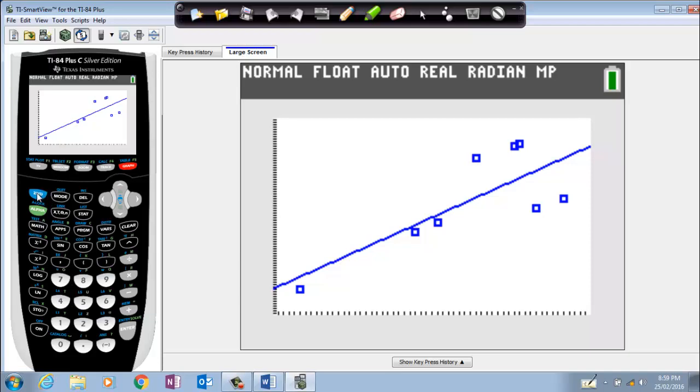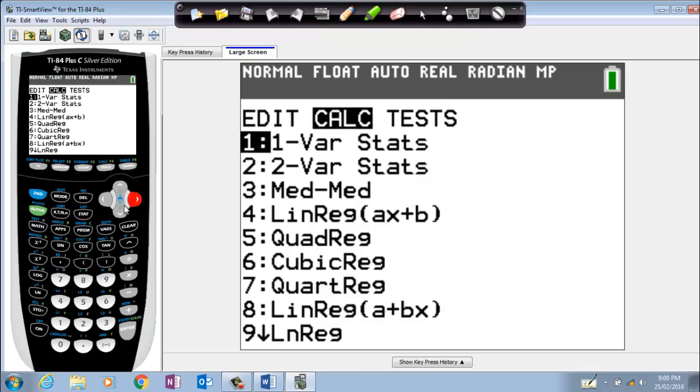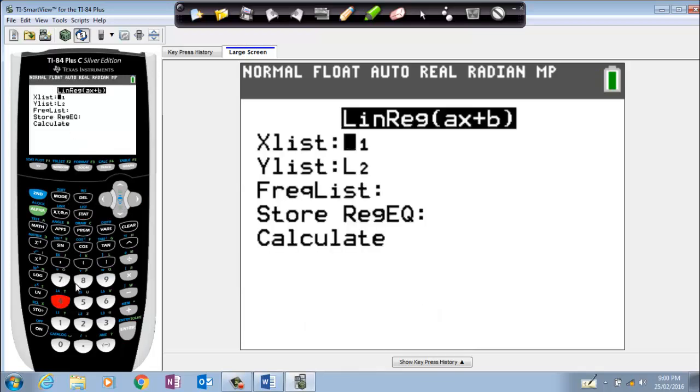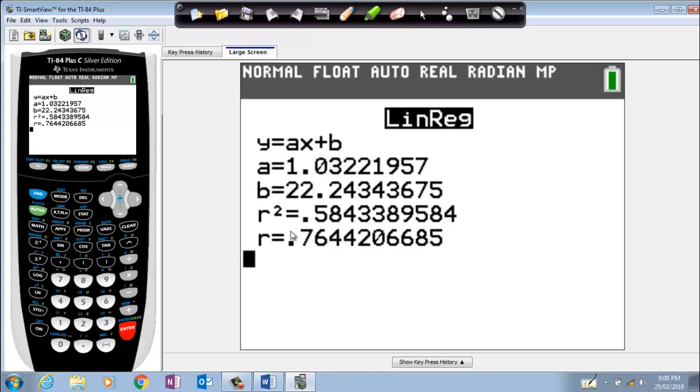We'll see now. You have to go to mode to switch the diagnostics on. So if you go down to stat diagnostics, at the moment it is locked on off. We have to put that on, lock it on with enter, and then you go back and do that same thing, stat, calc, go down to lin reg, and this time we'll just jump straight down the calculator. Don't need to see the graphic to do that. So go calculate, and you can see the R² is 58. Now that's 58%, read that as 58% correlation, strength of the correlation.